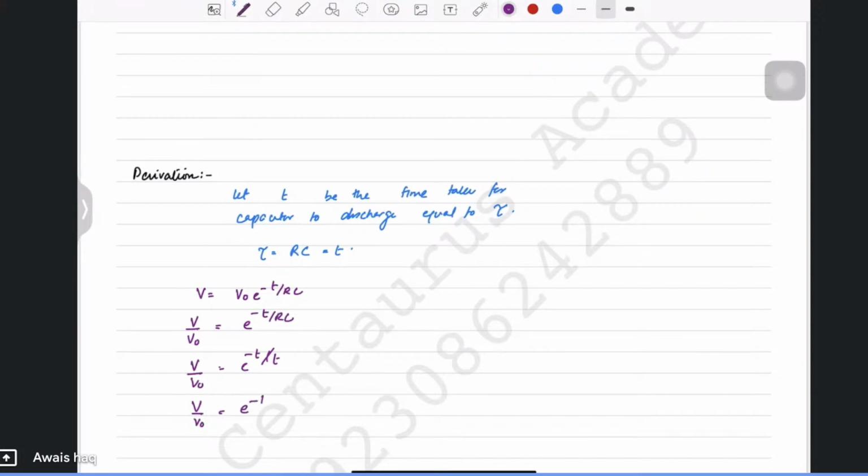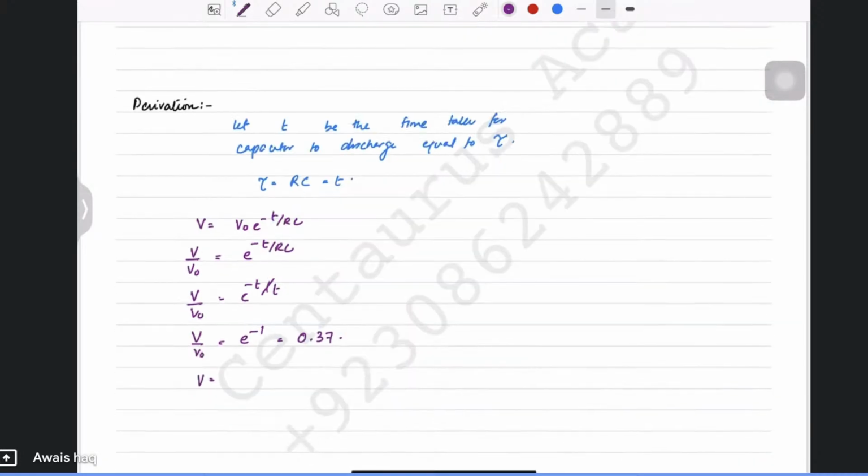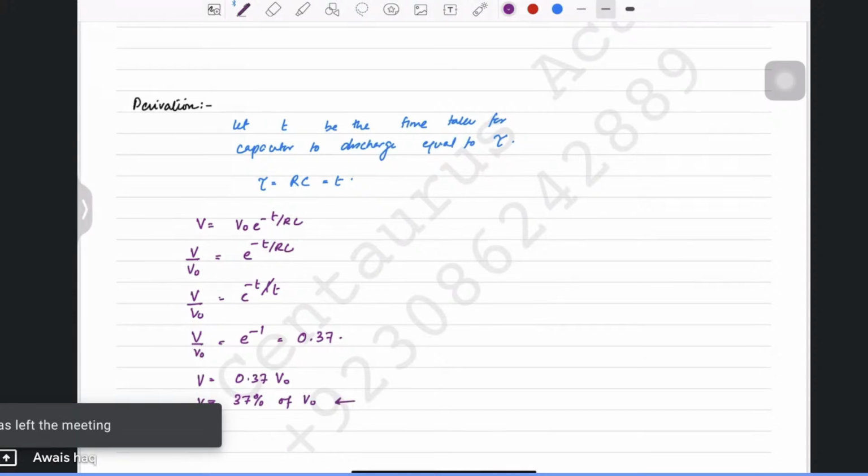If you use the calculator to find what is e to the minus 1, you'll find it to be 0.37, which means that the voltage will be 0.37 times V naught, which means it is 37% of V naught. It means this is the time taken to discharge the capacitor to 37% of V naught. That is why we call this that. Alright, is it clear, everyone? Let me know if you have a question.